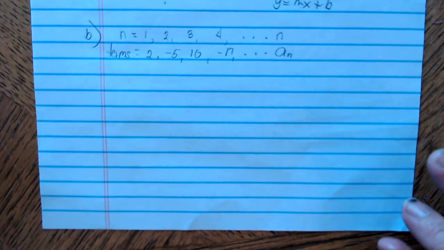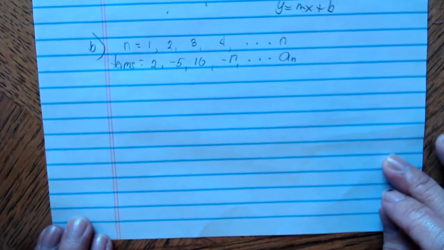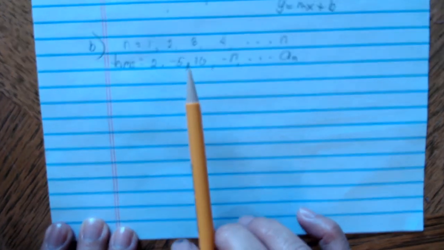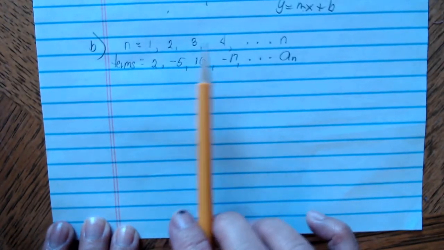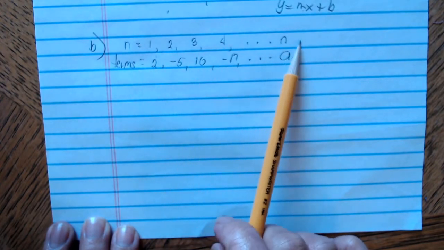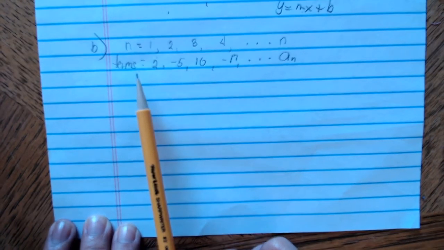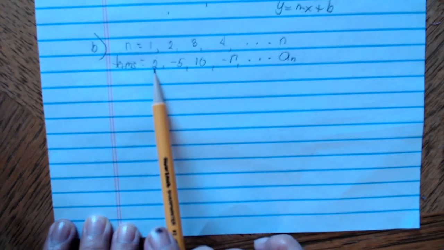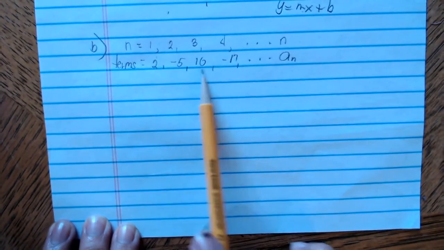The second example is still writing the n-th term of a sequence. We're going to find the expression for these terms right here. So my n are 1, 2, 3, 4, and on and on. And for every n, I have my term: 2, -5, 10, -17.